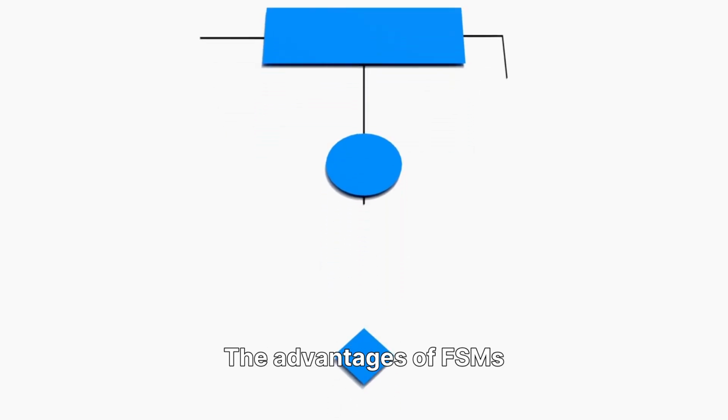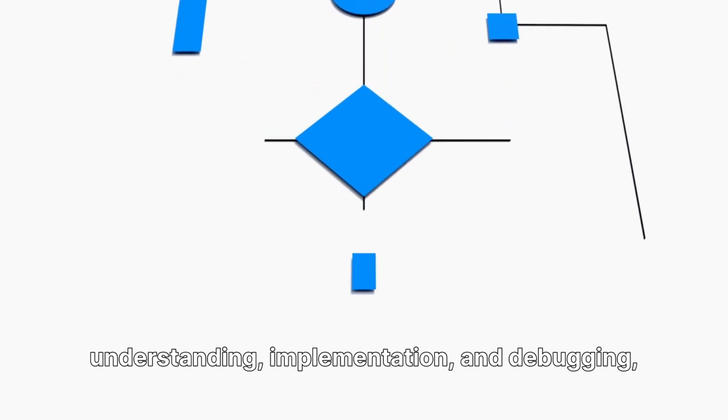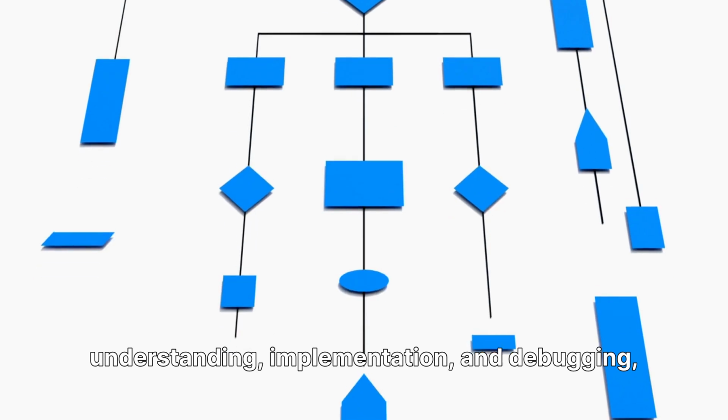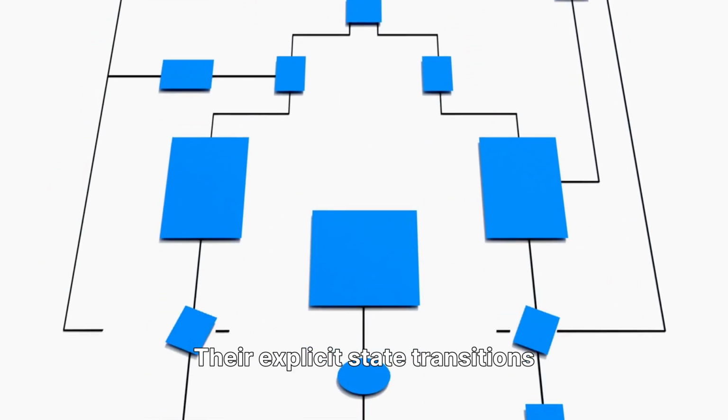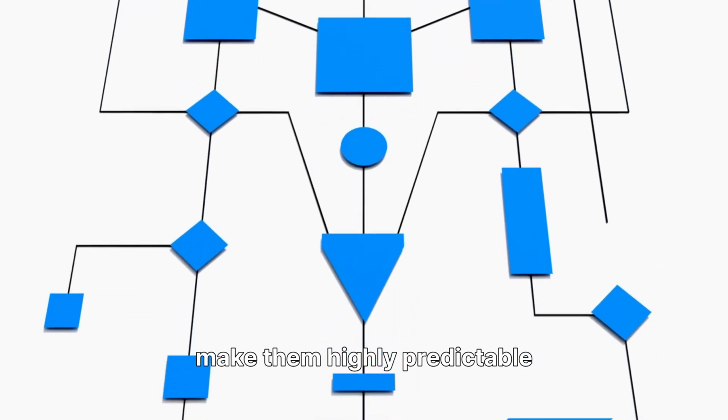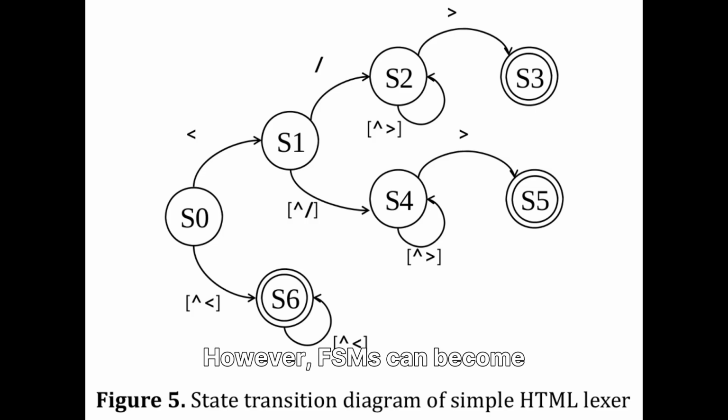The advantages of FSMs include their ease of understanding, implementation, and debugging, offering a clear way to manage behaviors. Their explicit state transitions make them highly predictable and testable. However, FSMs can become complex and inflexible as the number of states and transitions increases, making management difficult. This can lead to a state explosion problem, where the FSM becomes unwieldy.